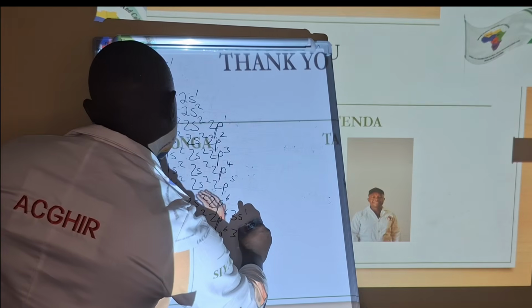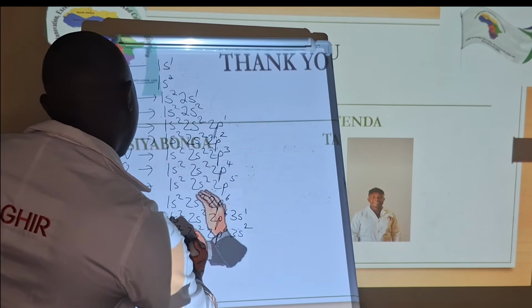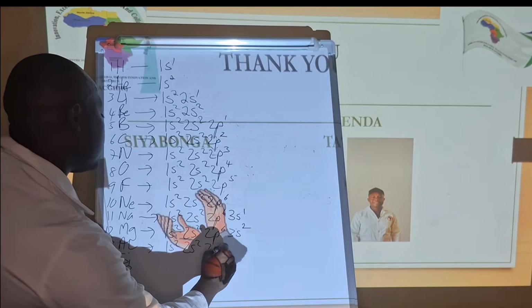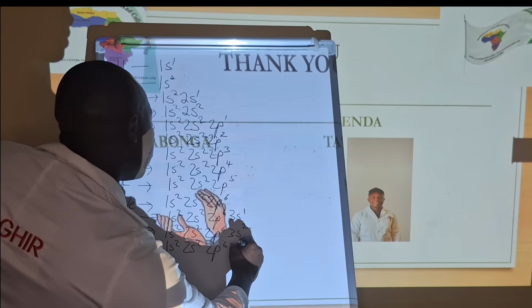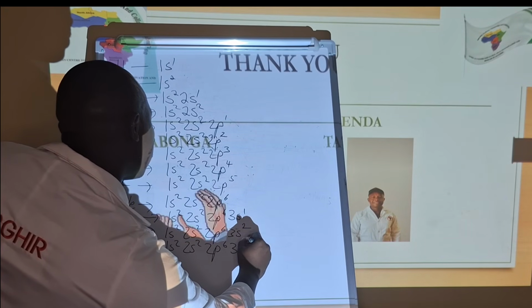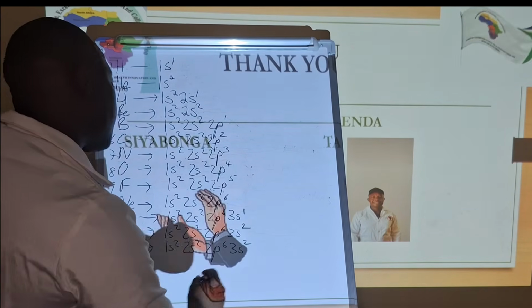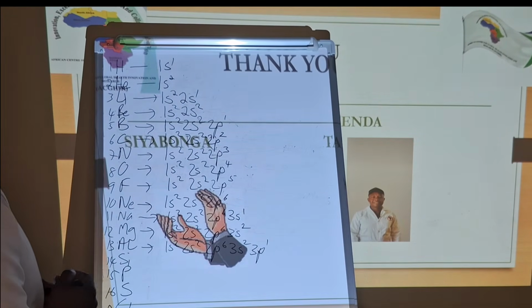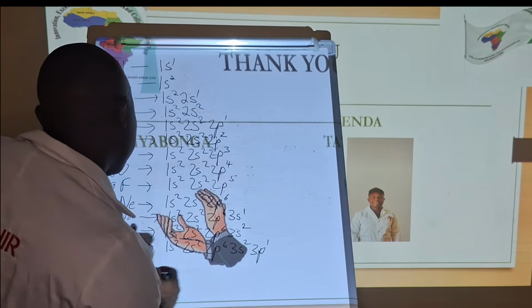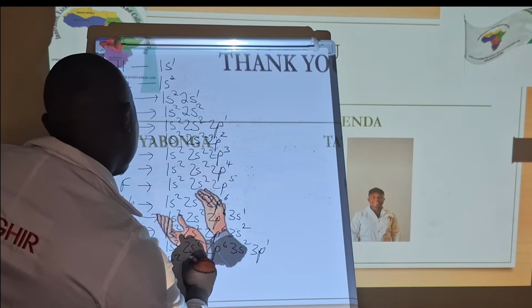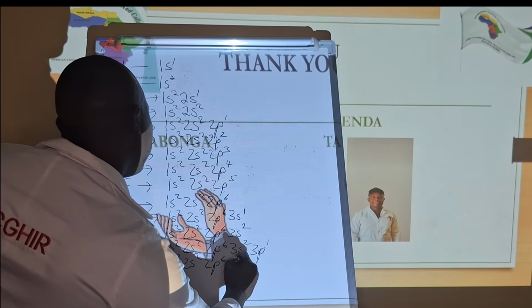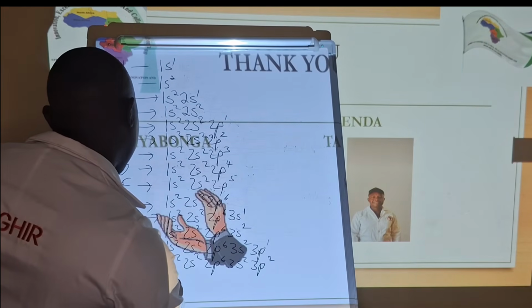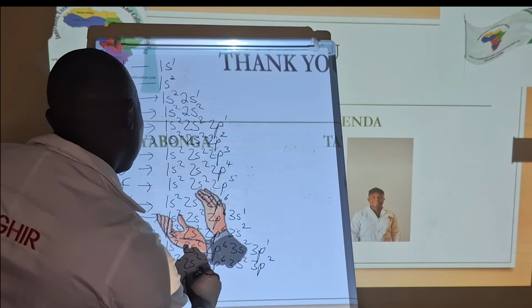Okay, magnesium, we have got 1s2, 2s2, 2p6, 3s2. Aluminium, 1s2, 2s2, 2p6, 3s2. Okay, then we move on to 3p1. Then we have got silicon, 1s2, 2s2, 2p6, 3s2, 3p2.